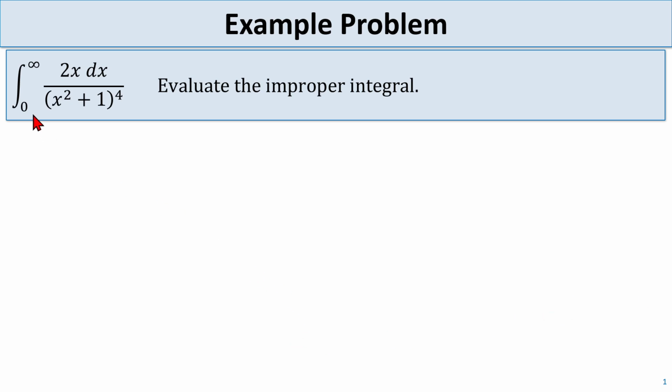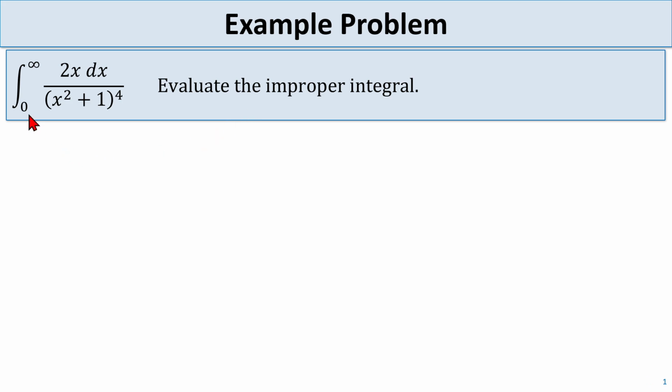In this problem, we're asked to integrate an improper integral. That is an integral that has infinity as one of its limits of integration. And technically, this is called a type 1 improper integral. There'll also be a type 2 improper integral that we'll look at later.